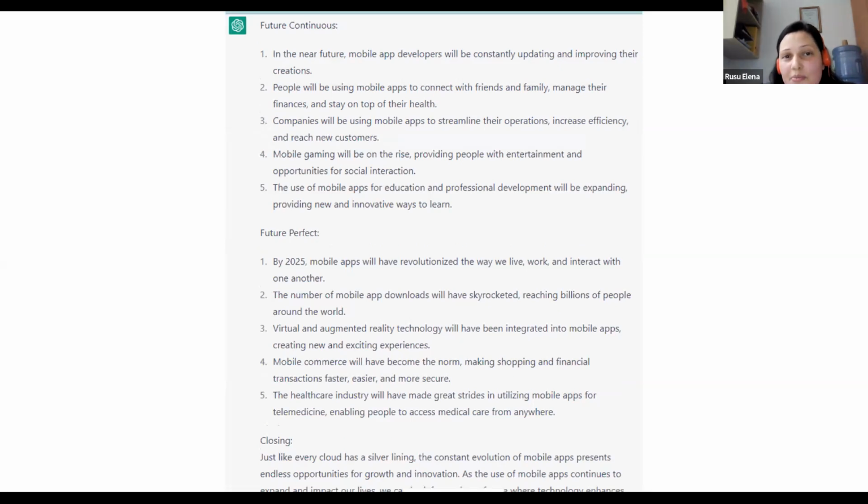In the near future, mobile app developers will be constantly updating and improving their creations. About future perfect: by 2025, mobile apps will have revolutionized the way we live, work, and interact with one another. And for the closing: just like every cloud has a silver lining, the constant evolution of mobile apps presents endless opportunities for growth and innovation.